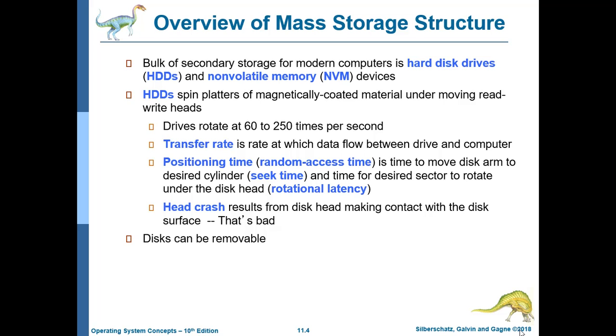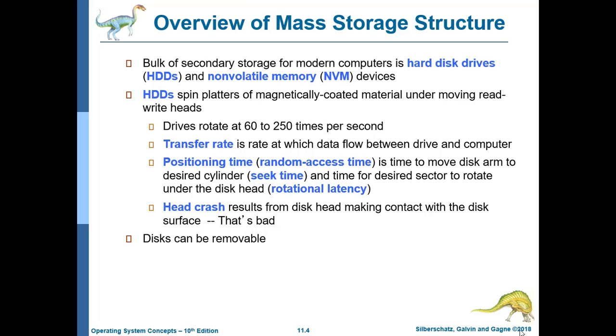We have the following definitions. Positioning time, also called random access time, is the time to move the disk arm to the desired cylinder. That time to move the disk arm to the desired cylinder is the seek time, and the time for the desired sector to rotate under the disk head is the rotational latency. So positioning time is a combination of seek time and rotational latency.